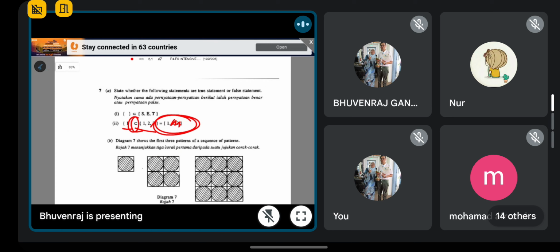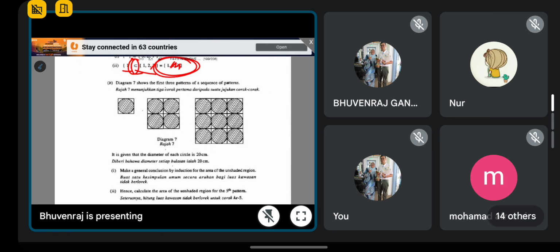And then now we look at this part. Okay, this one is interesting. So now make a conclusion by induction, guys. This is the famous question of the area of unshaded region. First thing I want to ask you, adakah kamu akan tinggalkan jawapan kamu dalam bentuk pi atau tidak? Will you leave your answer in pi form or will you count the exact value? Because here we are talking about circles, guys. Bulatan selalu adalah pi. Okay, yes, very good.